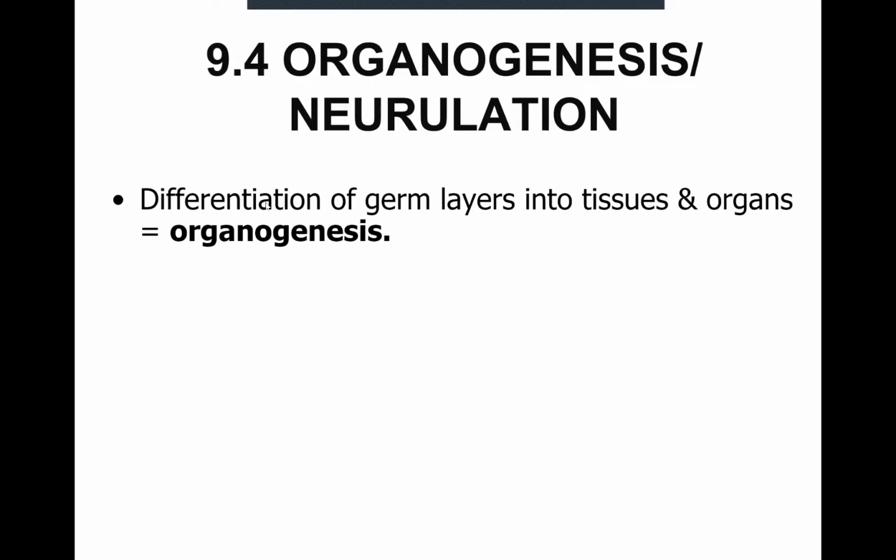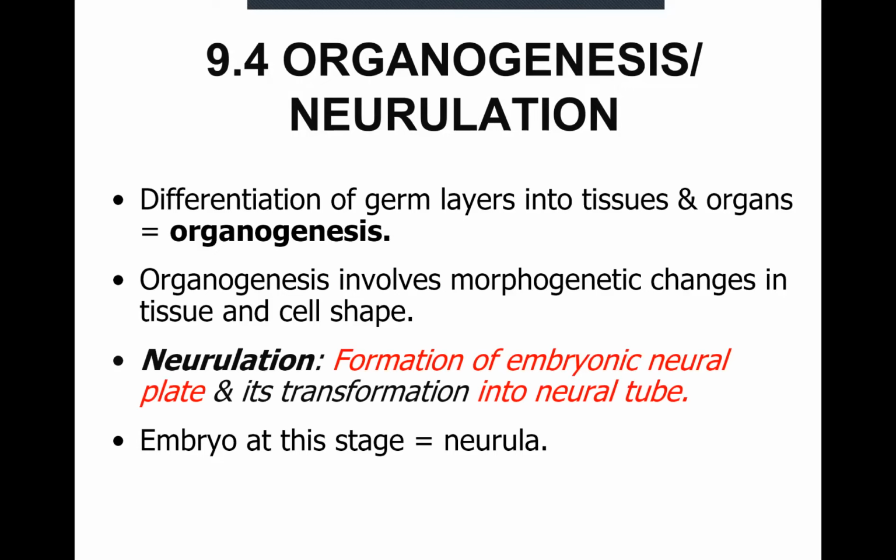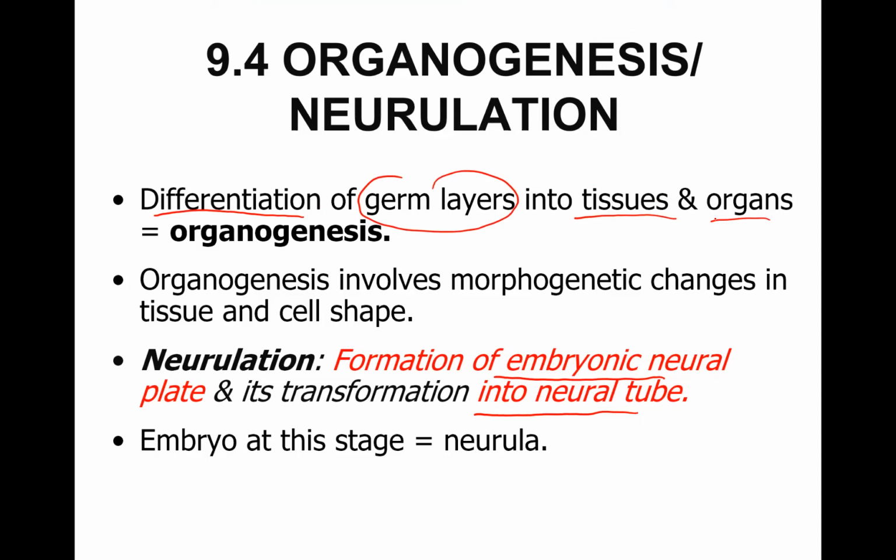Next, the stage following gastrulation is the process of neurulation. What is neurulation? Neurulation is the process whereby the embryonic neural plate is formed and transformed into the neural tube. Following neurulation is the process of organogenesis. During organogenesis, the germ layers differentiate into tissues and organs. Organogenesis involves morphogenetic changes in the tissue and cell shape. At this stage, the embryo is known as neurula.